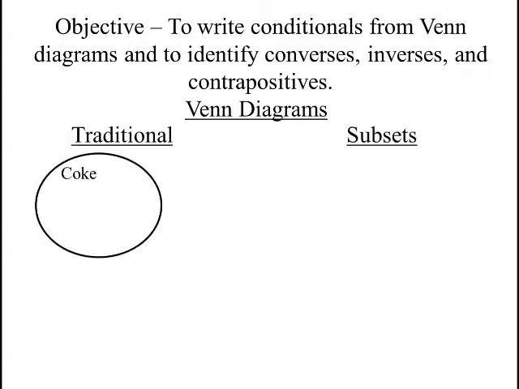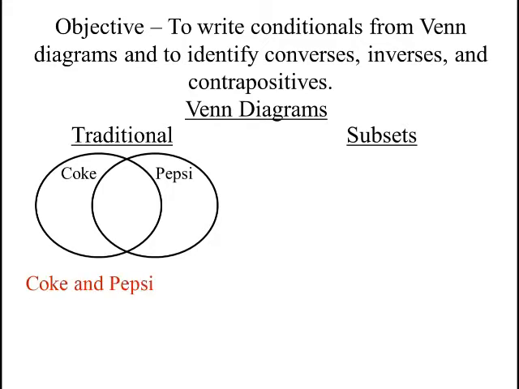You got one ellipse intersecting another. This shows people that like Coke and people that like Pepsi. So some people like Coke and Pepsi, and we would call this an intersection. C intersects P. So where are the people that like Coke and Pepsi? Well, they're in here, obviously. That's the intersection. So the intersection is what they have in common, what the two sets have in common.